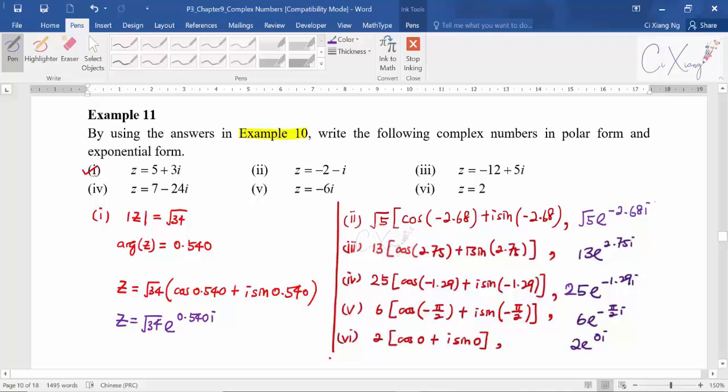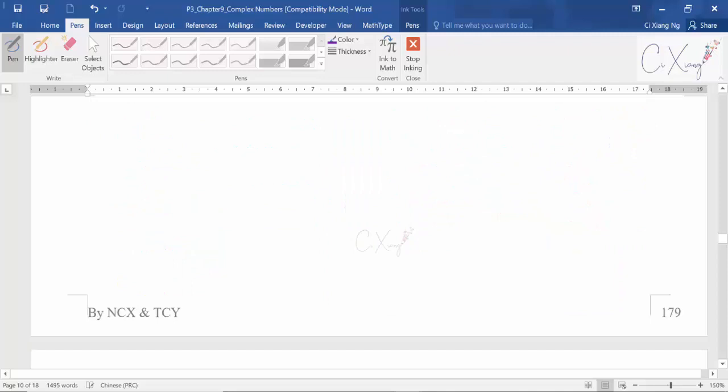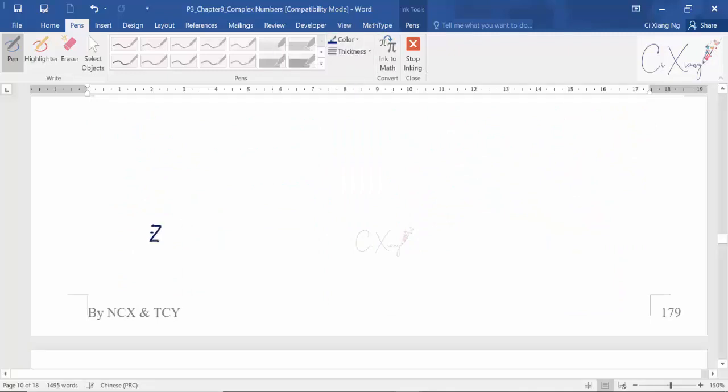Just to let you know, if they want you to convert the exponential form or polar form back to the Cartesian form, how can you do that? Here I just show you a very simple example. Let's say I have z equals 8, cos pi over 3 plus i sine pi over 3. This is a polar form, right? So how can I change it into the Cartesian form?